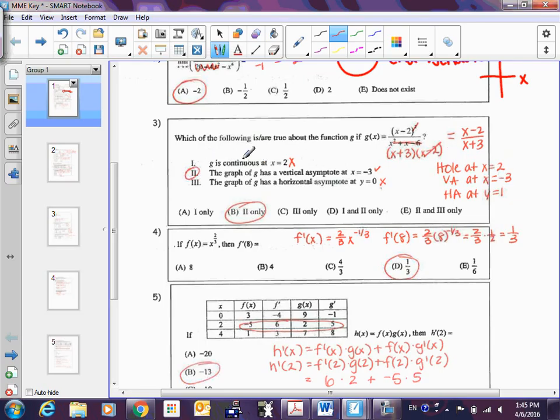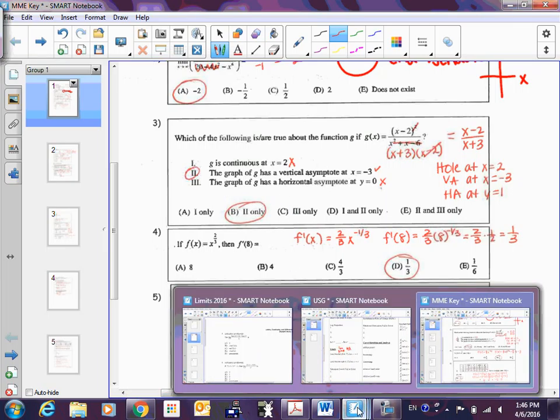Okay, so we know Roman numeral 1 is not true. 2 says vertical asymptote at x equals -3. We get that by just setting the denominator equal to 0. And then 3 has to do with horizontal asymptotes, which we just reviewed. Okay, so 2 is the only true one. All right, we're done with the mini mock exam for now. So we'll kind of put that away.